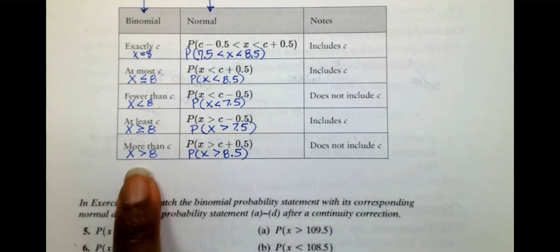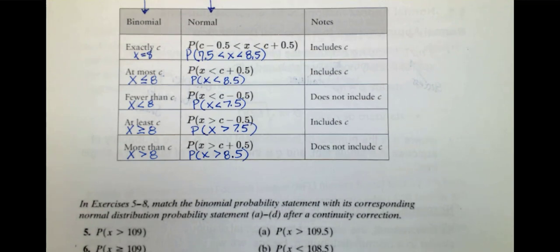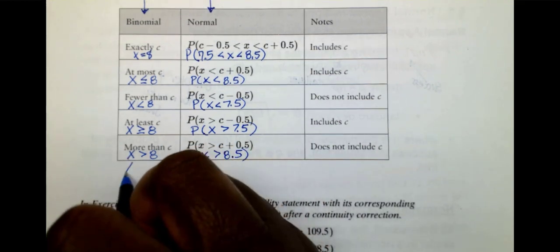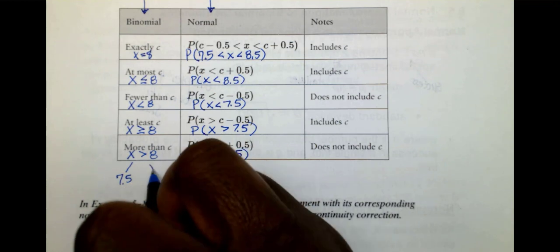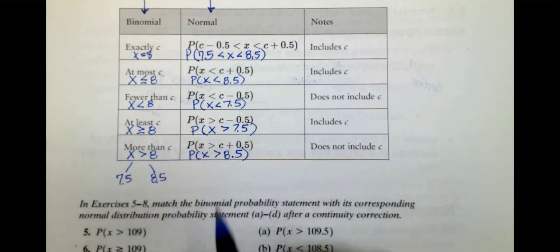So notice, whatever your number is, whatever your C is, you only have two options. You only have the subtraction or the addition. That's it.